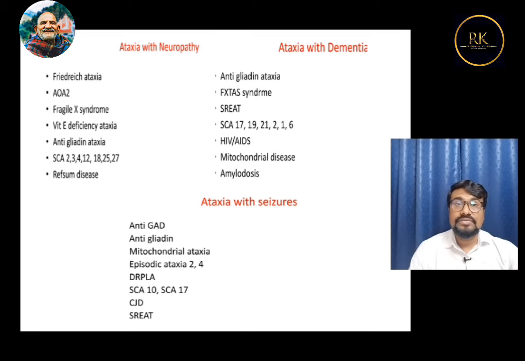Then ataxia with neuropathy, the etiology could be Friedreich ataxia, Fragile X syndrome, vitamin E deficiency, anti-gliadin ataxia, SCA 2, 3, 4 and 12, as well as Refsum's disease. Ataxia with dementia, the causes could be anti-gliadin ataxia, steroid responsive ataxia, HIV and AIDS, mitochondrial disorders and amyloidosis. Ataxia with seizures: anti-GAD, anti-gliadins, mitochondrial ataxia, episodic ataxia 2 and 4, CJD and steroid responsives.